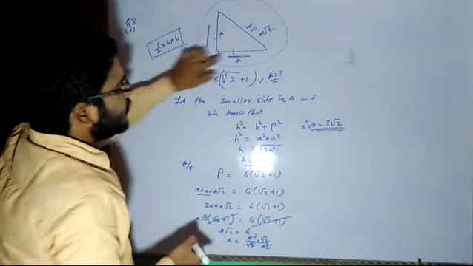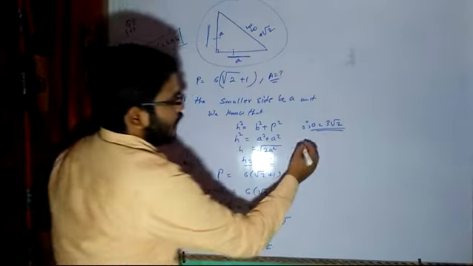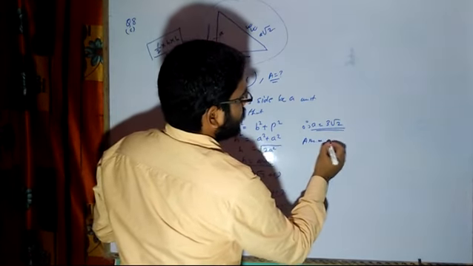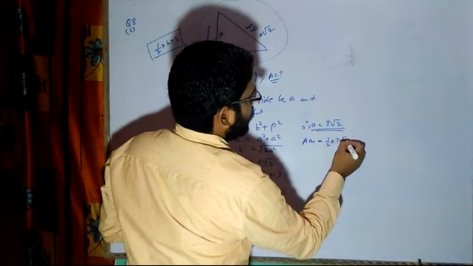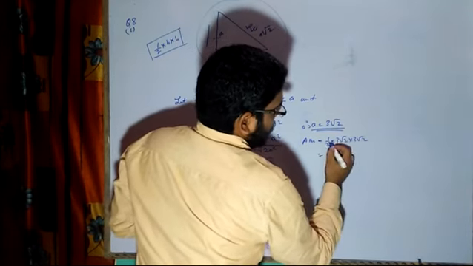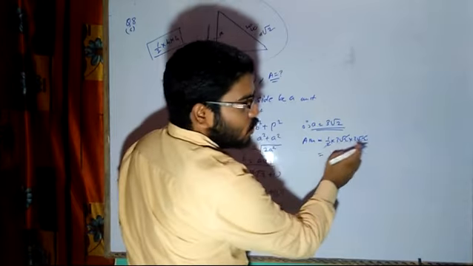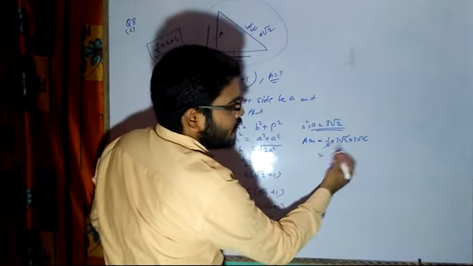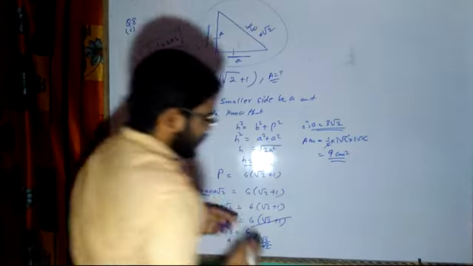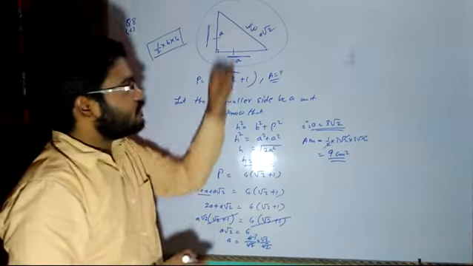I got the value of A, so I can very well find out the area. Area will be equal to half into 3 root 2 into 3 root 2. Root 2 into root 2 will be equal to 2, and 2 divided by 2 cancels, and 3 threes are 9 centimeter square. So in this way we found out the area of this triangle.